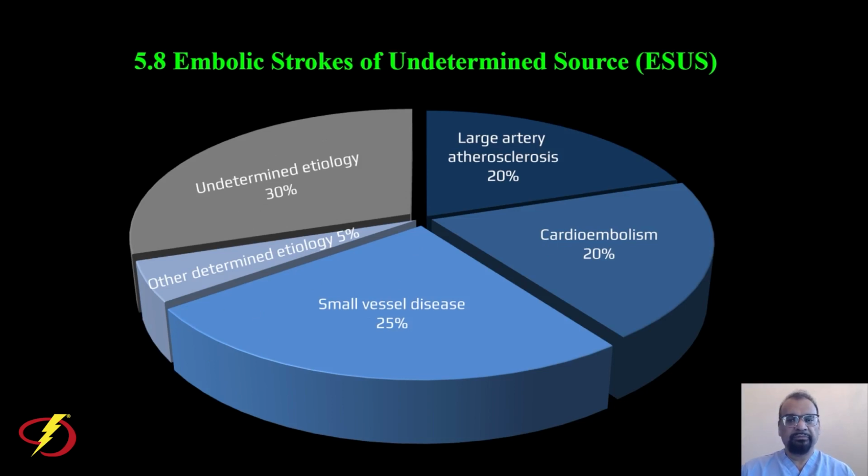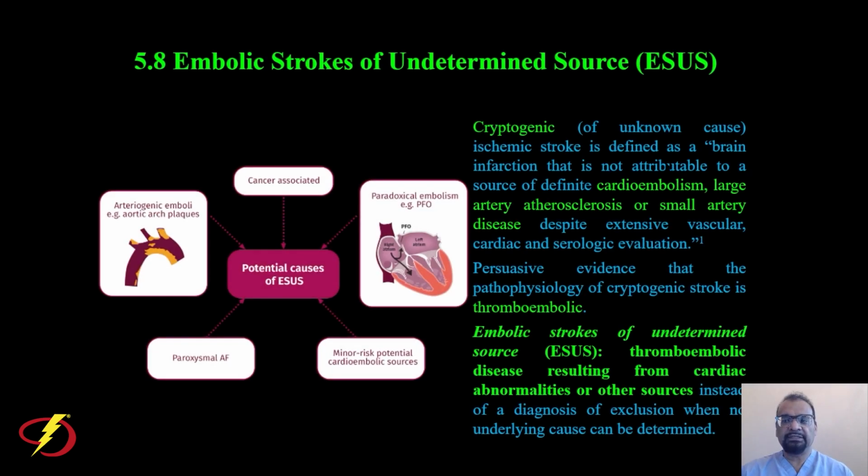So now we're going to talk about embolic stroke of undetermined source, or ESUS. Now, what ESUS is, it's a new term that's supposed to replace the term cryptogenic. The term cryptogenic basically meant we don't know what causes this stroke. Okay, there's no definite source of cardioembolism. There's no atherosclerosis or large artery atherosclerotic disease. There's no small artery disease. So we're basically saying we don't know.